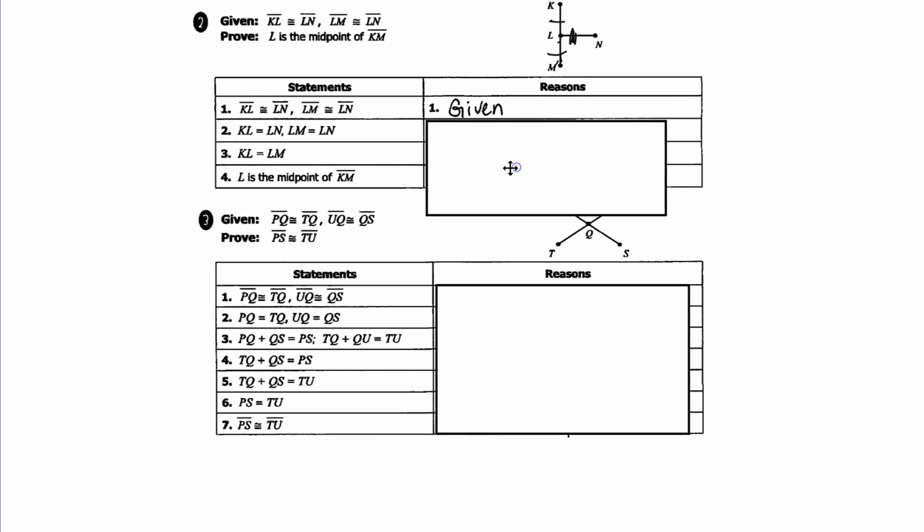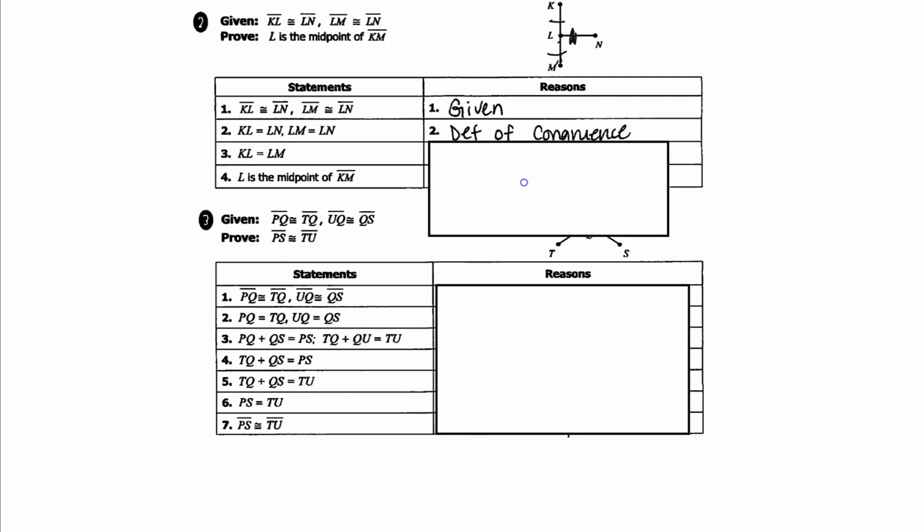Wasn't that given to us? And KL equals LN and LM, so KL equals LM, and LM equals LN, right? Definition of congruence. If things are congruent, they're also equal. Now, KL is equal to LM. Well, why is that?